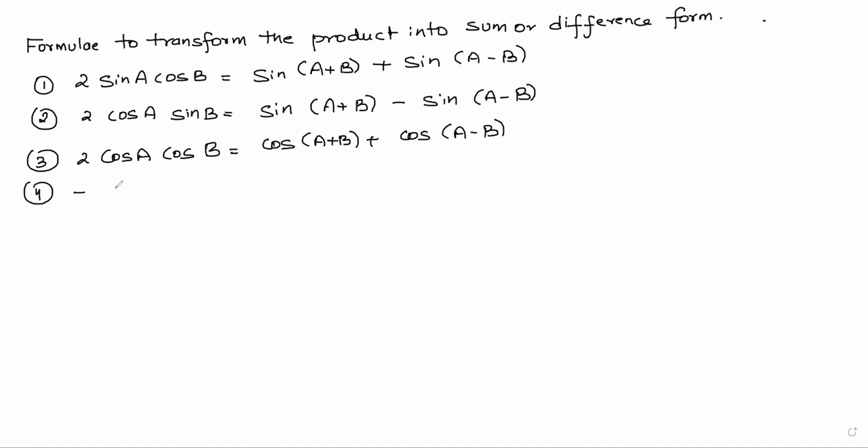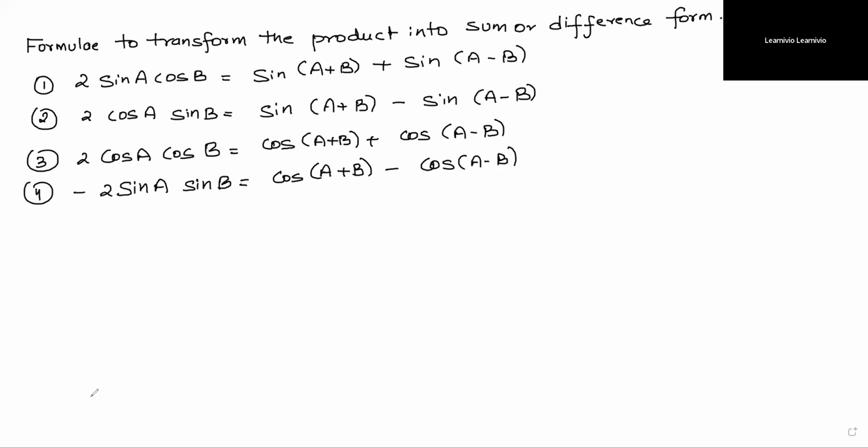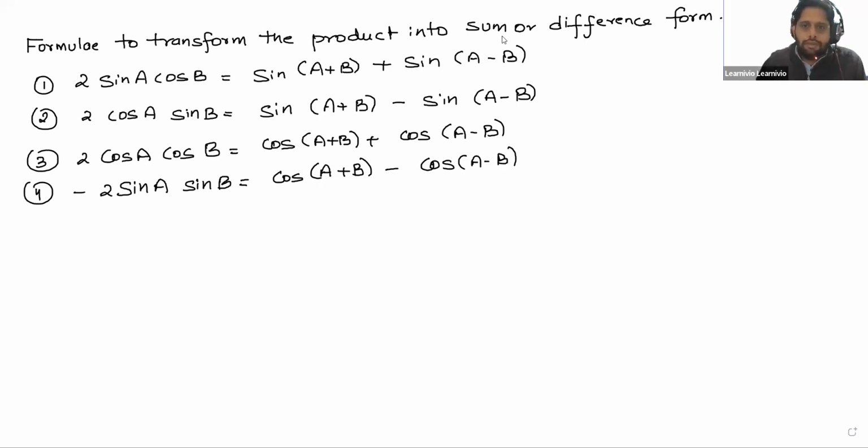And the fourth one is minus 2 sin A sin B, and this will be equal to cos A plus B minus cos A minus B. Please note down these formulas, then we will do the derivation of this. We will check how we can get all these formulas. Please do this and let me know once it is completed.